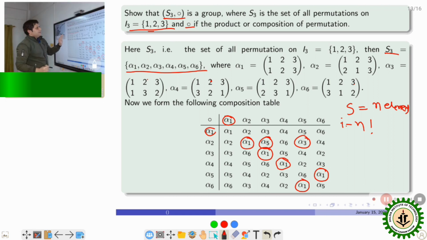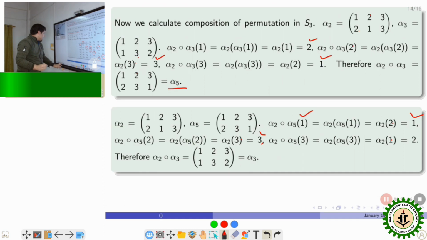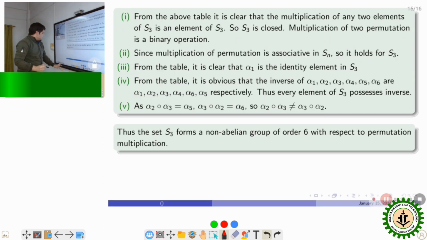Therefore, S3 with composition, that means the product or composition of permutations, is a group. And the number of elements in S3 equals 6. Therefore, this is a group of order 6.